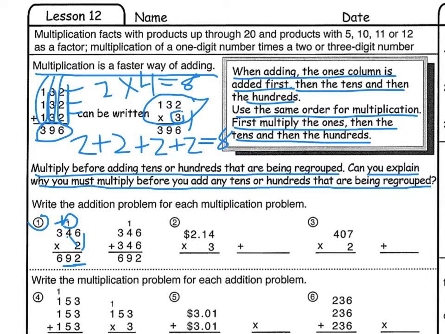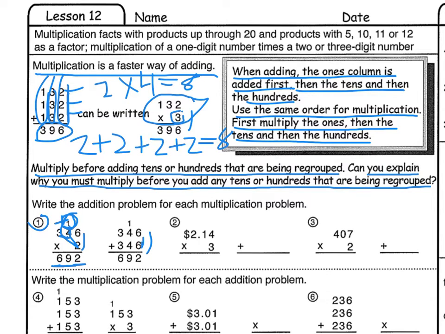8 plus 1 is 9. The next thing I'm going to do is multiply 300 times 2. 300 times 2 is 600. 300 and 300 make 600, so the answer is 692. Now, let's take a look at this as an addition problem, and maybe you'll see from that why we would not put the 1 with the 4 to make 5 and then do 5 times 2. Why don't we do that?